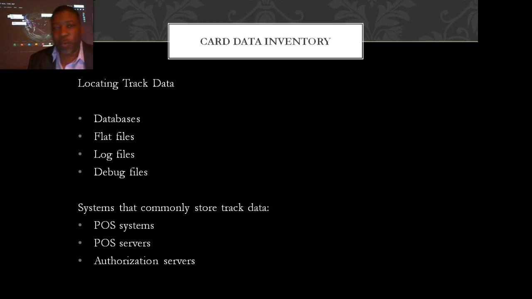Debug files meaning, again, when we were testing, finding the bugs and you're debugging, and your debug system is capturing data. So it may be in debug files. Log files, basically each system, you should be recording what's going on in the system. Every time someone logs in or logs out, you should be recording, and those are logs. Systems that commonly store track data: point of sale systems, point of sale servers, authorization servers. So they may store track data, but again, as soon as the transaction has been authorized, that data should be deleted.